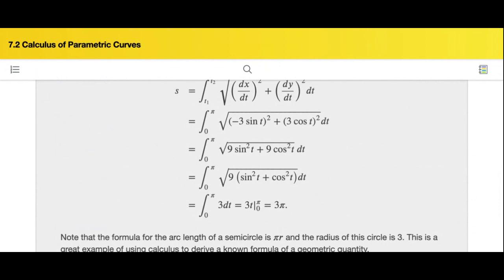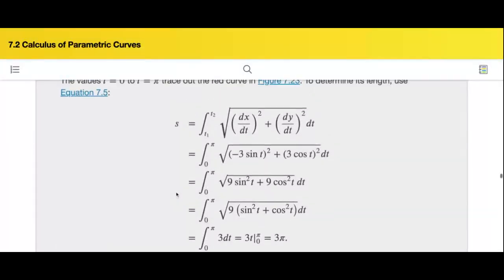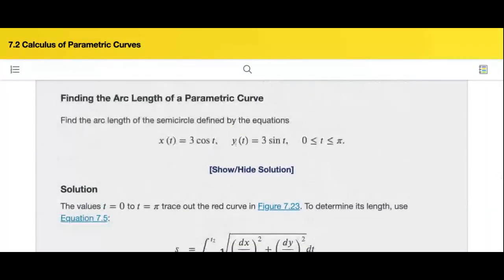So the length for this one is also 3 pi. Right? It coincides with the area we just found. But those two have no connection, sorry. So the length from 0 to pi for this parametric equation, 3 cosine t, 3 sine t, is 3 pi.